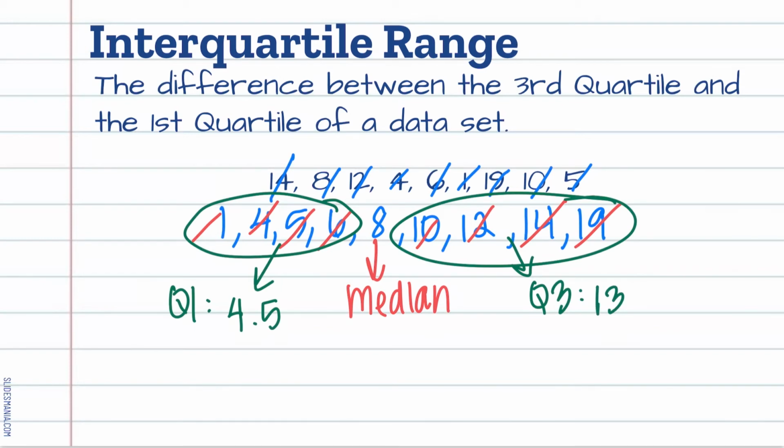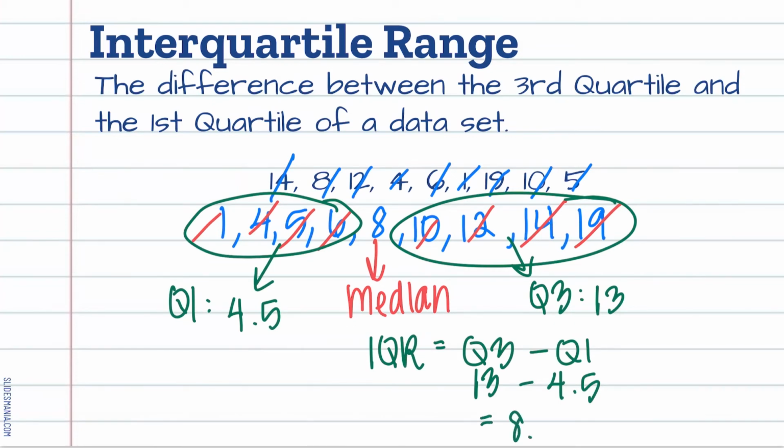So for our interquartile range now, our interquartile range is the difference between our third quartile and our first quartile. So my third quartile was 13, and my first quartile was 4.5. So when I subtract those, I get a value of 8.5. So my interquartile range is equal to 8.5.